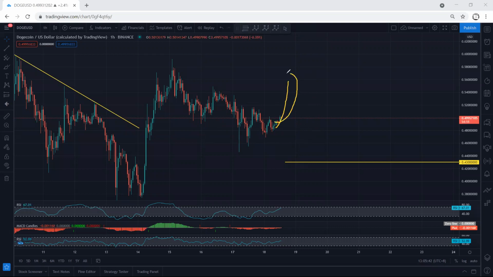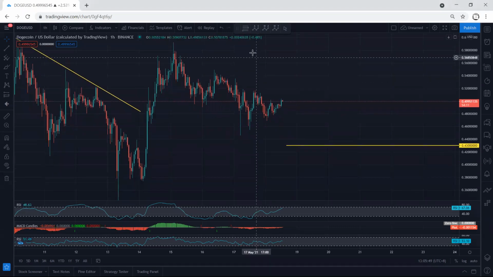But if the price reverses from here, we see if we get a trade setup that can give us a good trade, we can take it. And in this case, we just follow the chart. If I see any update, I will share. Thanks.